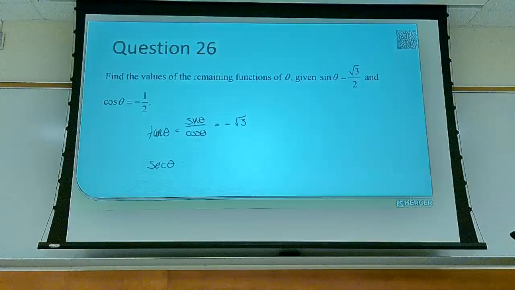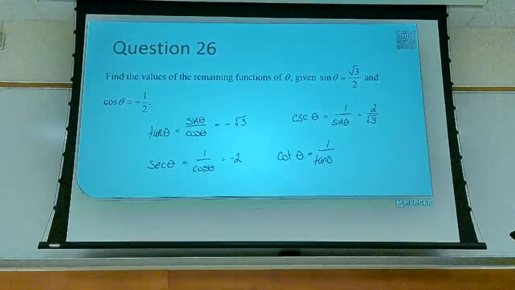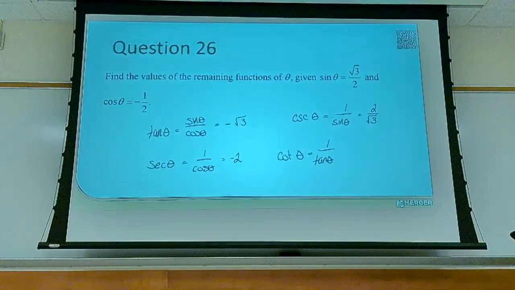Secant is the reciprocal of cosine. Let me write that out. Negative 2. Cosecant is the reciprocal of sine. So 2 over √3, right? Cotangent can be written one of 2 ways. I'm going to use this way because I already have tangent. It's the reciprocal of tangent. Negative 1 over the square root of 3.